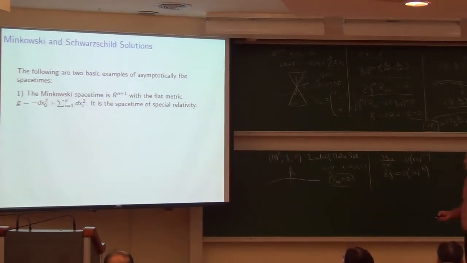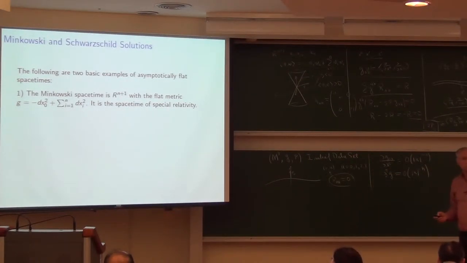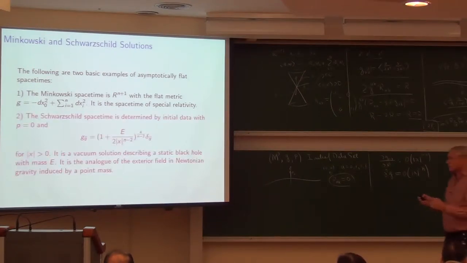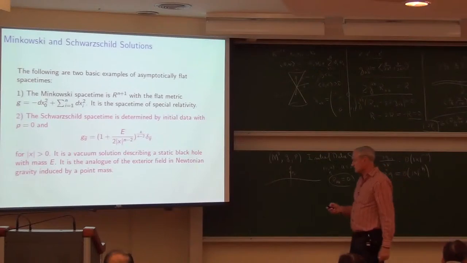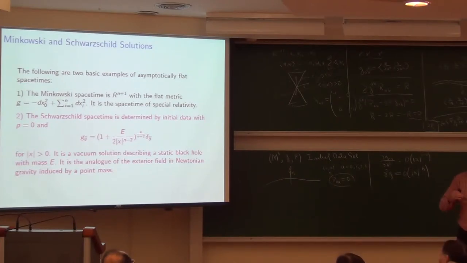Okay, and so the two basic examples for this talk are going to be the Minkowski and Schwarzschild solutions. Okay, so the Minkowski one is the one that we talked about. That's the Euclidean space with the standard Lorentz metric. The other one, which is a curved space, a non-flat space, is called the Schwarzschild spacetime. It has many characterizations, I've written down initial data for it. So you can also write down the actual spacetime metric.